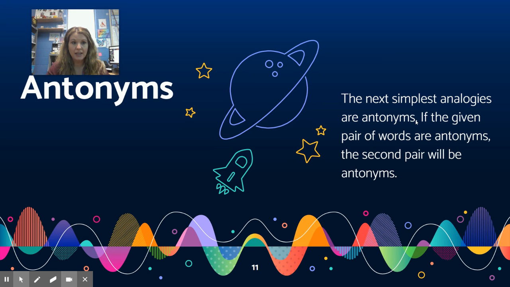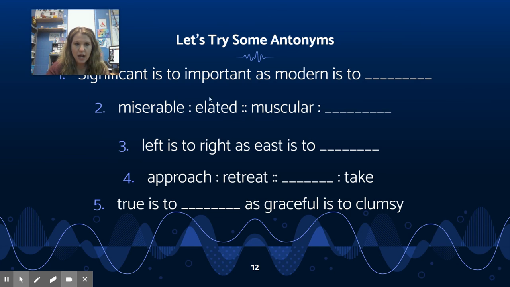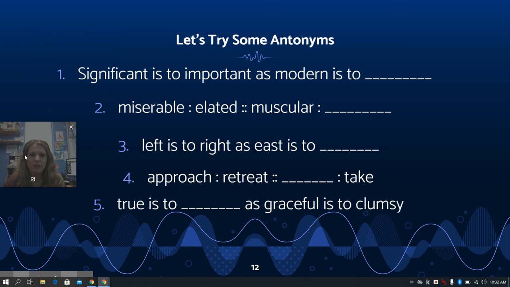All right, the next simplest form of analogies are a lot of times the given pair might be antonyms. Remember, antonyms are 2 words that have opposite meanings. So not just that mean different things, but they actually have opposite meanings. So if the given pair of words, wherever it's at, are antonyms, the second pair will be antonyms. So let's try some.